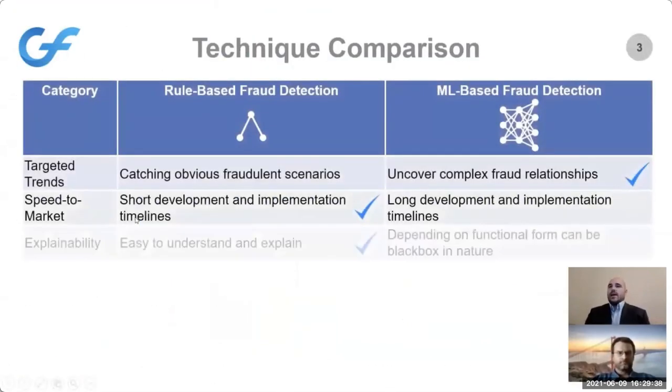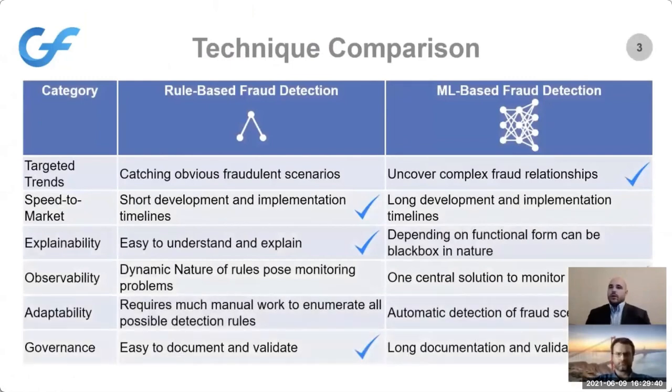And what we found is that the solutions complement each other. So we have both rules and models. On the model side, you're able to uncover some really complex fraud relationships from having one central solution. And that solution is able to automatically detect fraud changes as they're happening. But with all that benefit, you lose some of the benefits that you have on the rules side. For instance, rules you can implement very fast. Models do not have that luxury. Usually there's a longer timeline there.